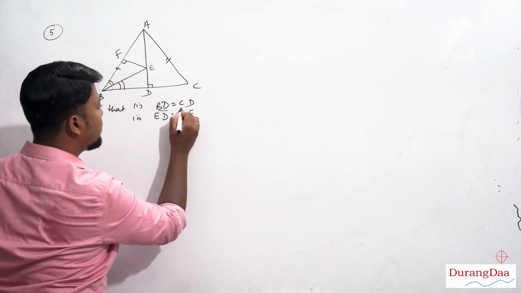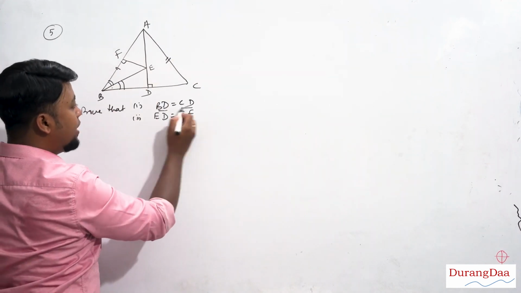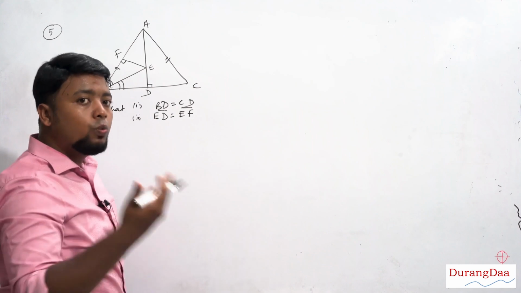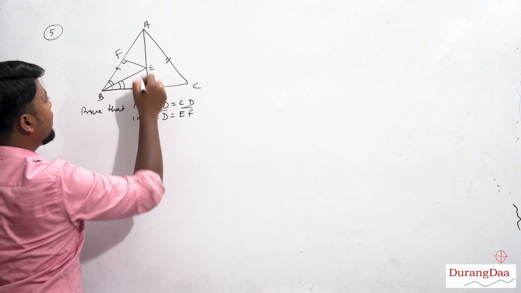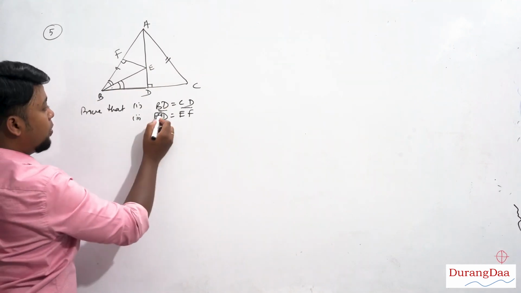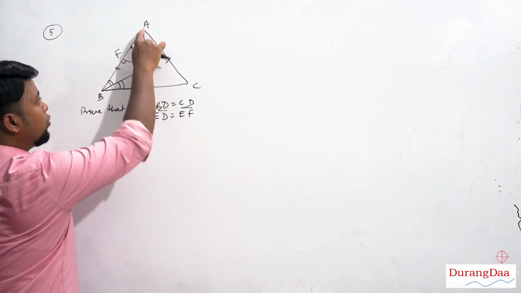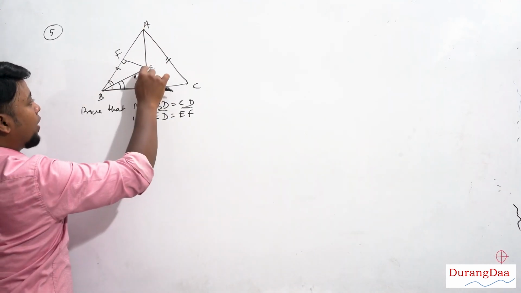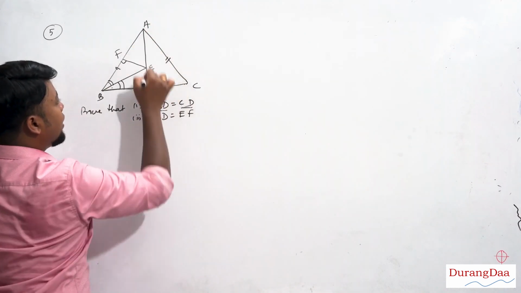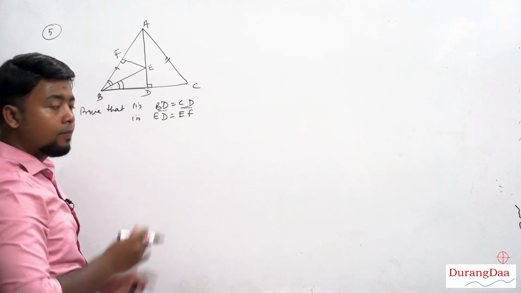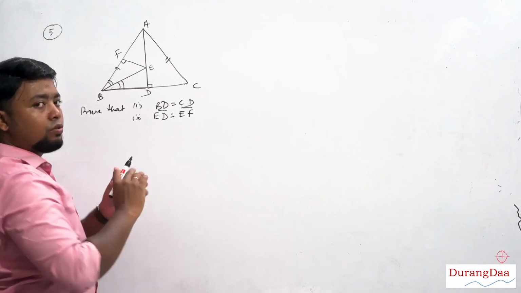What you have to prove? BD equals CD. Now just look at the following figure. Side BD and side CD belong to which triangles? Clearly, BD belongs to triangle ADB, and also to triangle EDB. So side BD belongs to two triangles, ADB and EDB, and side CD belongs to only one triangle, ADC.